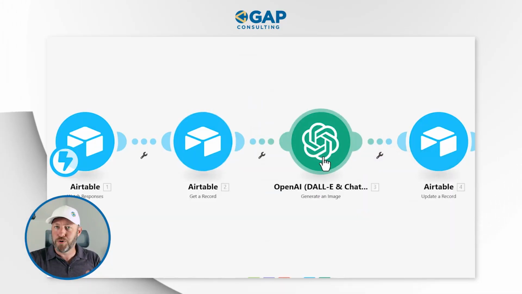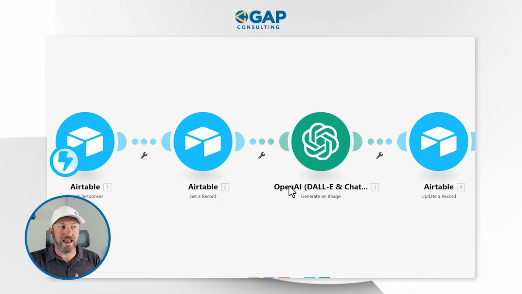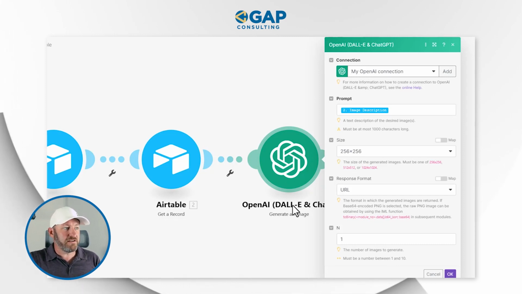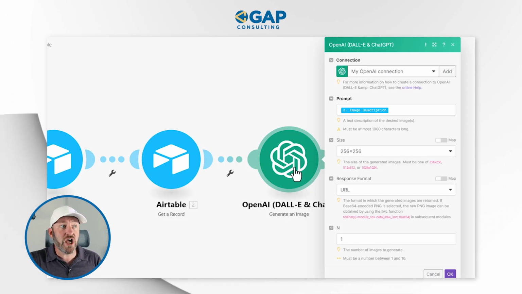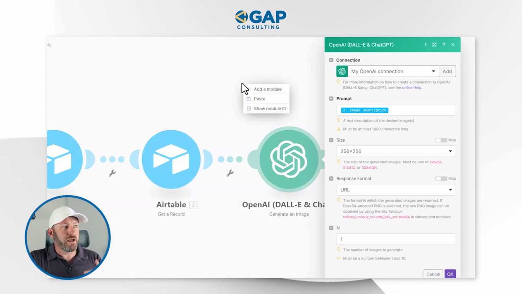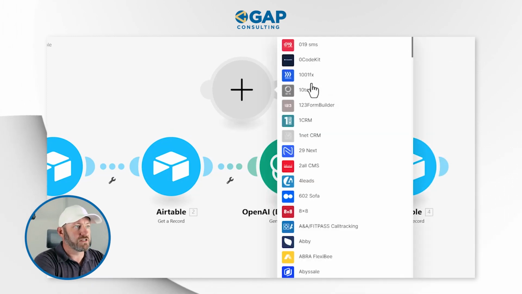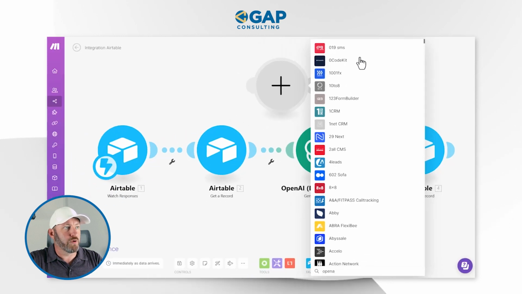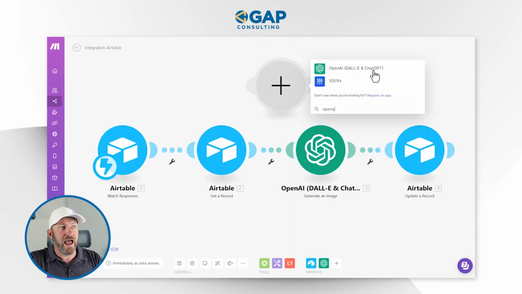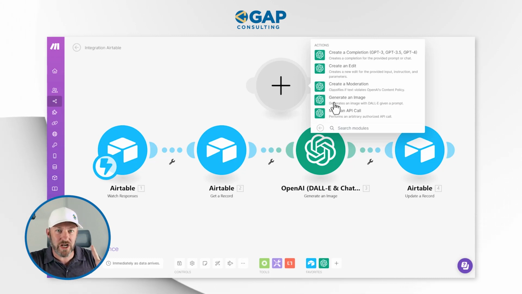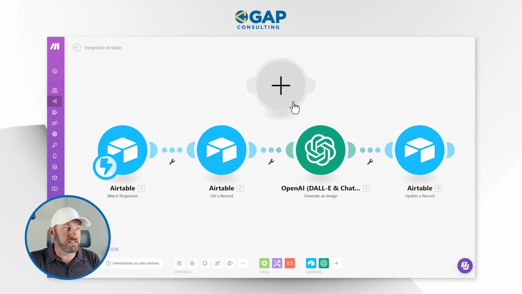So next, I'm putting in, as my third step, my OpenAI integration. Here, I've established the OpenAI connection, but specifically, I am using the image generator inside of Make. So if we were to do this manually for the first time, I would say add a module here, and I would select the OpenAI. If I were to do a search, you'll find OpenAI brings back right here, DALL-E and ChatGPT. And here's where I'm going to make a selection. I want to generate an image. So choose this action as the action that we're putting together right here in step 3.